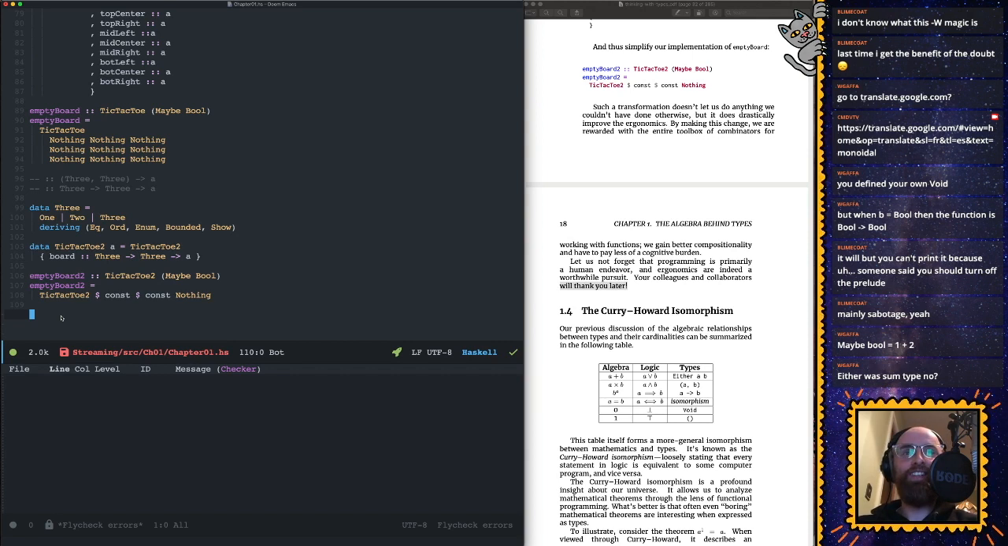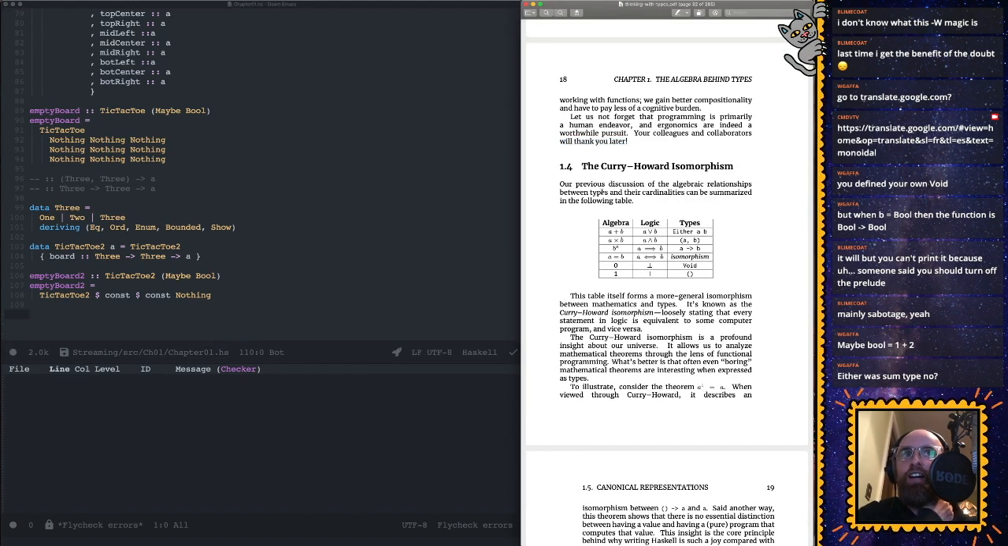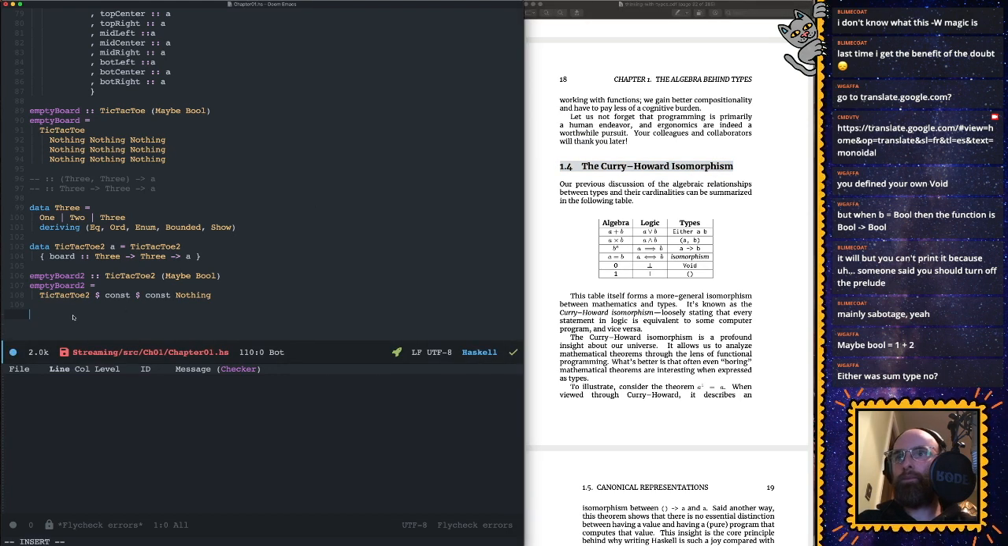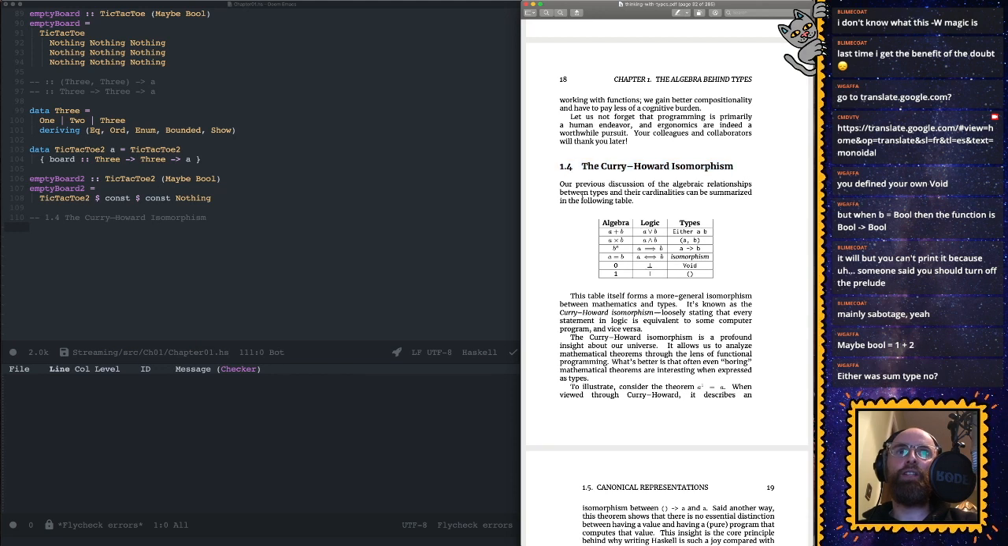Okay, so Curry-Howard isomorphism. Good old Curry. Our previous discussion of algebraic relationships between types and their cardinalities can be summarized in the following table. I'll tell you what, my non-streaming version of these files are a lot neater. Oh, I kept going up and down to try and work out what was what.